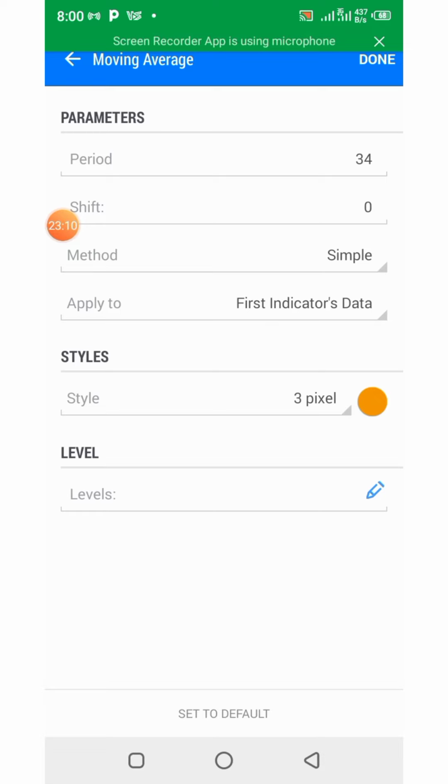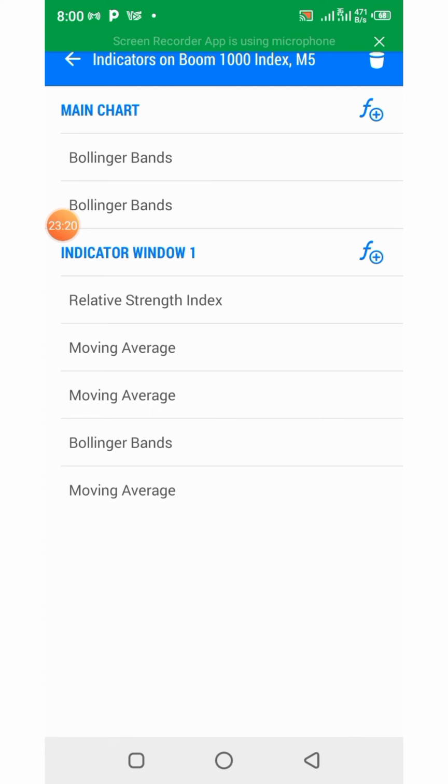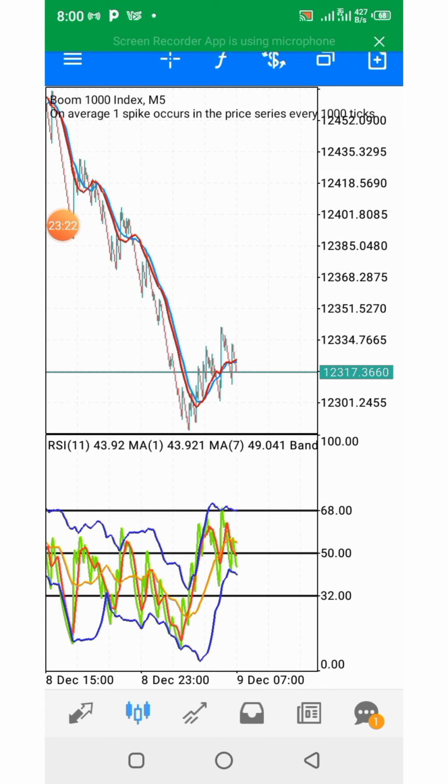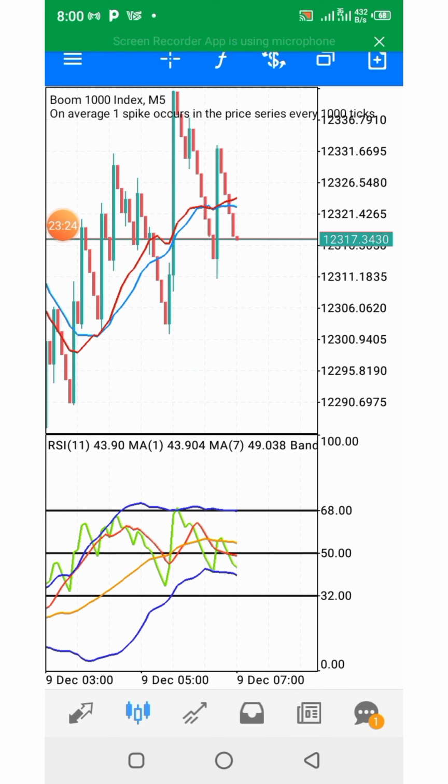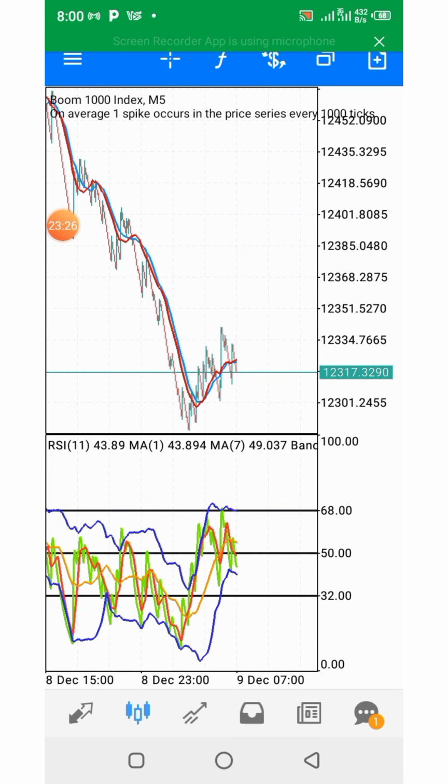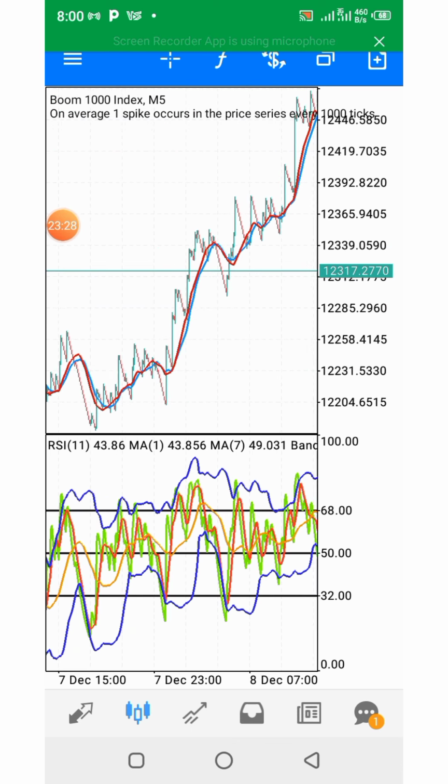Then your moving average 34, shift 0, method simple, apply to first indicator data, then 3 pixel, use any color of your choice, and then you click done. Then that is all the indicators. Use this indicator and then make the market. The video is long already. I don't want to stay much in the market.